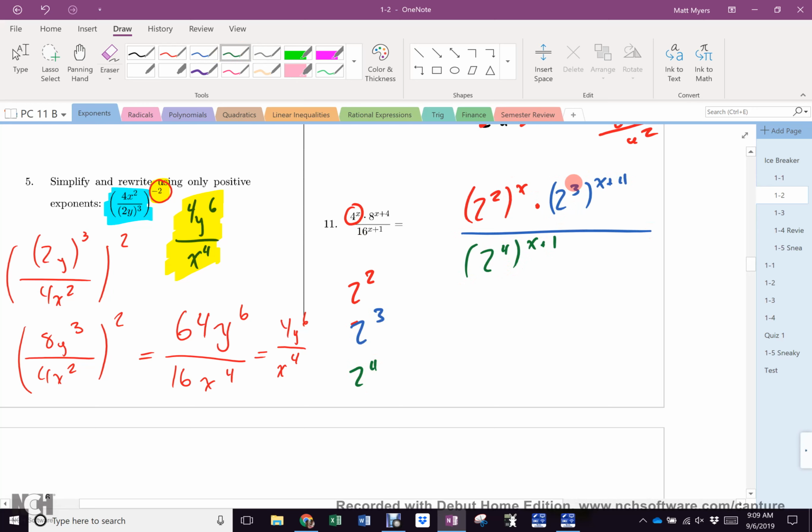Okay? Remember, you're always allowed in math to change the way something looks. You just can't change its value. Okay? Everybody cool? That was a tricky one.